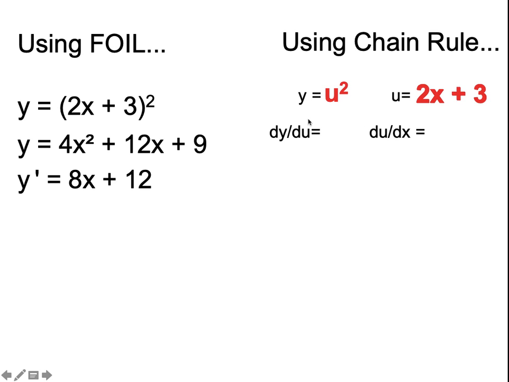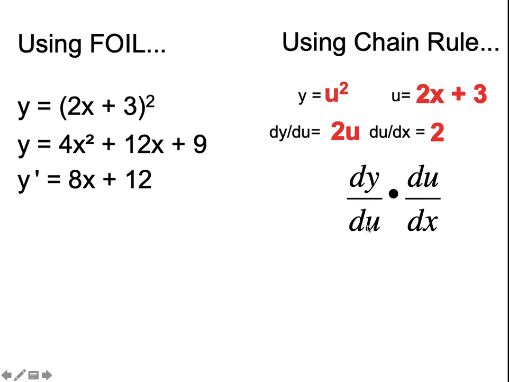So when we take the derivatives of each one of these things, the derivative of y with respect to variable u is 2u, that's the power rule. The derivative of u with respect to variable x is 2. And we know that when we take the outside and the inside derivative and multiply them together, dy/du times du/dx, we get the correct form of the derivative. So our correct form of our derivative is 2u times 2.